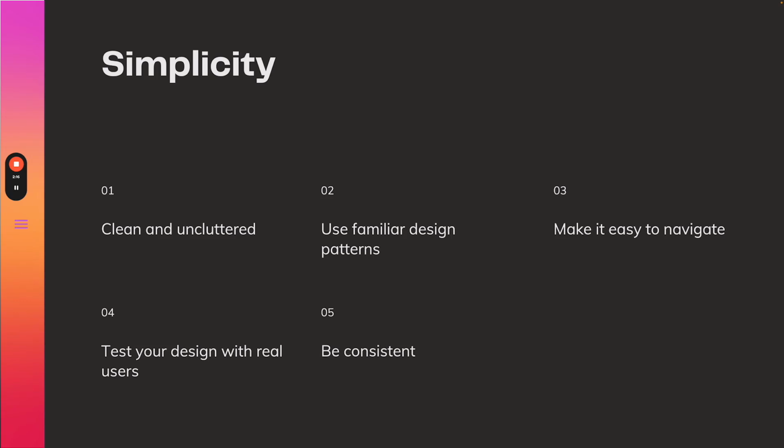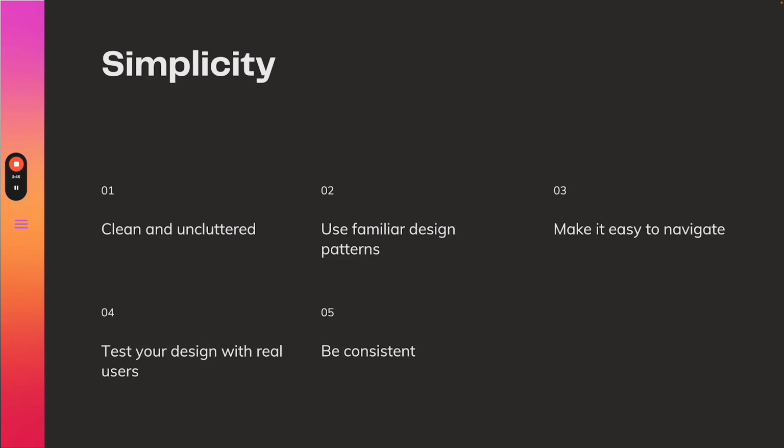Second, use familiar design patterns. People are more likely to feel comfortable using your software if it follows design patterns they are familiar with. Apple is a really good example of this, and if you look at any software that Apple creates natively, you'll see that consistency and ease of use. Third, make the user interface easy to navigate. Use clear and intuitive headings, menus, and buttons to help your users find their way around the software.